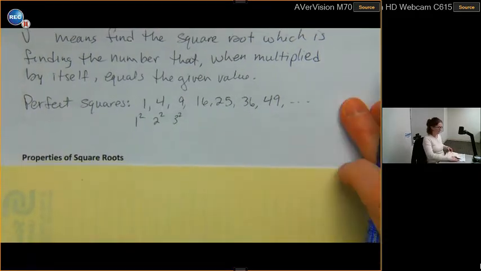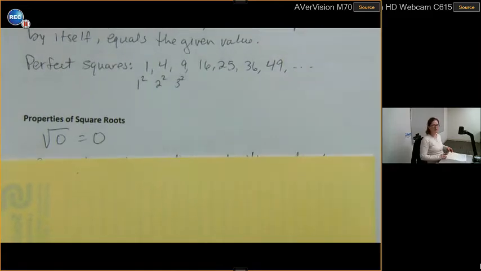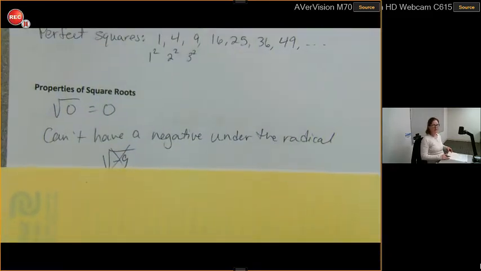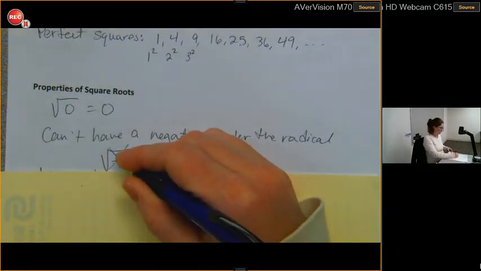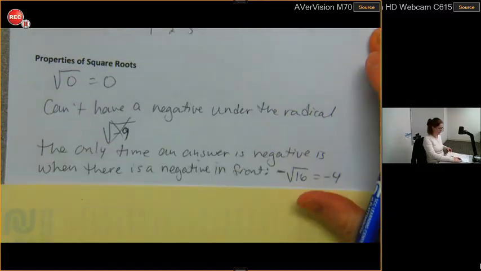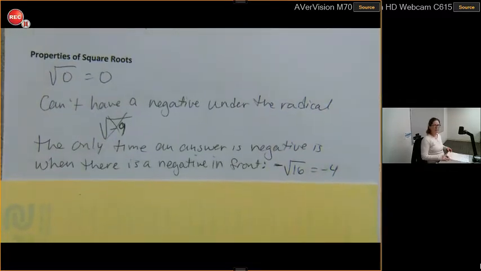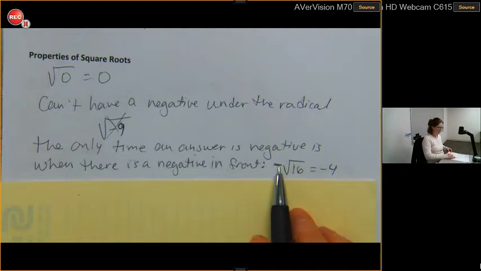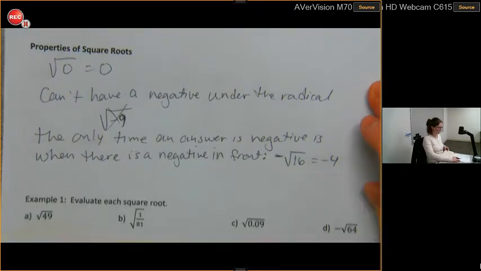Some properties of square roots. The square root of 0 equals 0. You cannot have a negative sign underneath the radical. So the square root of negative 9 does not exist in the real numbers. The only time the answer is negative is when there is a negative in front. So the negative square root of 16 equals negative 4.